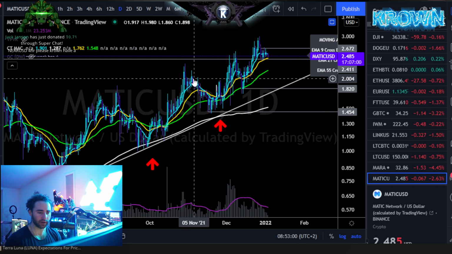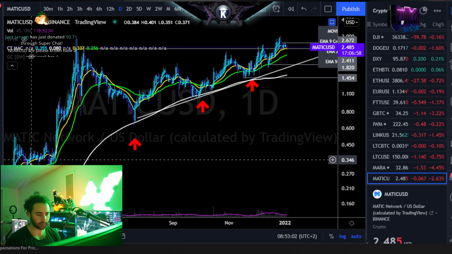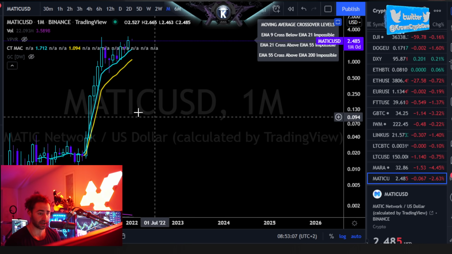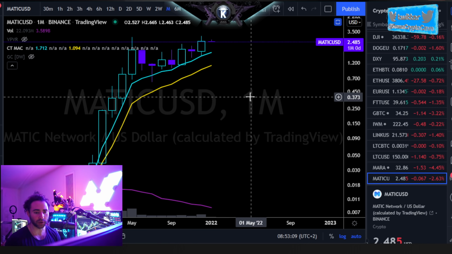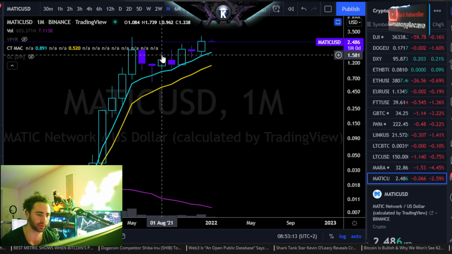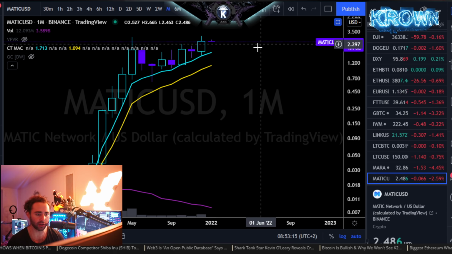We have Polygon, symbol MATIC, versus the dollar. Of course, I want to focus on the higher term timeframes first here, just because it is a new year. We have a new monthly and new higher term timeframes all the way around. And we know what the general outlook on this one is. It's bullish, man. That's the technical term for it. We do have a new all-time closing high on the monthly right here.